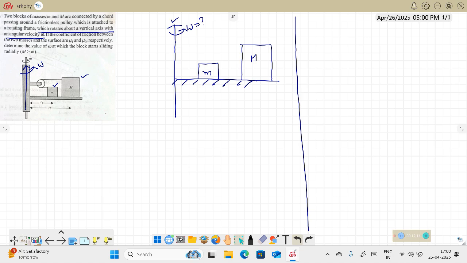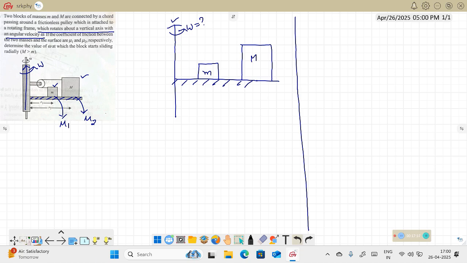The coefficient of friction between the masses and the surface is given, that means the surface is not smooth, it is a friction surface. That's why there is a coefficient of friction. The coefficient of friction between the small m and the surface is mu1. Here it is mu2, given respectively. Determine the value of omega at which the block starts sliding radially.